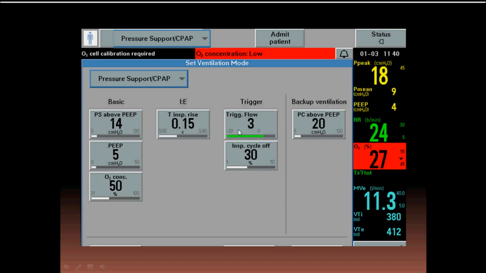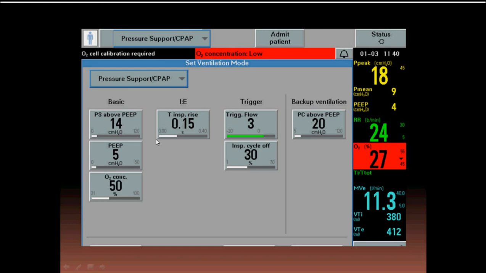When the patient makes this triggering, the machine starts to give an inspiration by this rising time, how fast the flow reaches this preset level, this pressure support above PEEP. So this is the peak pressure in this case. This is a PEEP. It will be 19. So the flow will go to this level, which is 19. So this is 14 above PEEP.